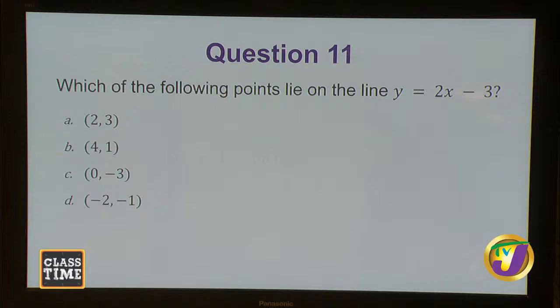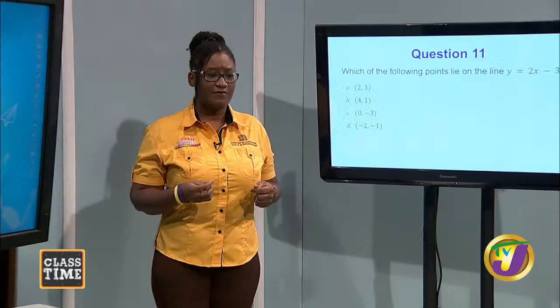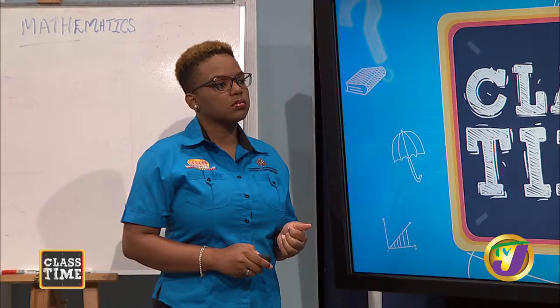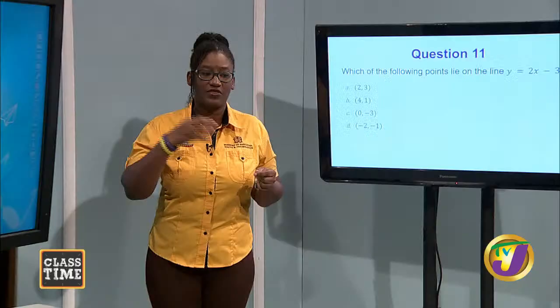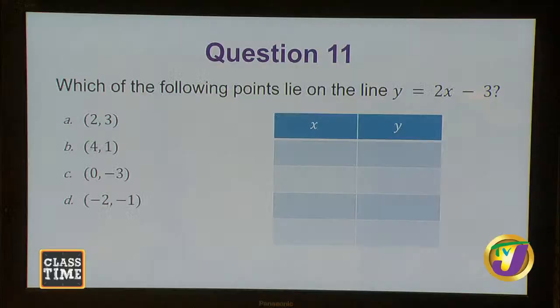We seem to be on a linear path trajectory this morning. Which of the following points lie on the line y equals 2x subtract 3? To figure out if the points lie on the line, we need to put these x values into the function and see if the y values match up. So let's use a table for this. We're going to start with the first point, using the option of checking the possible answers and working backwards. So let's go with 2.